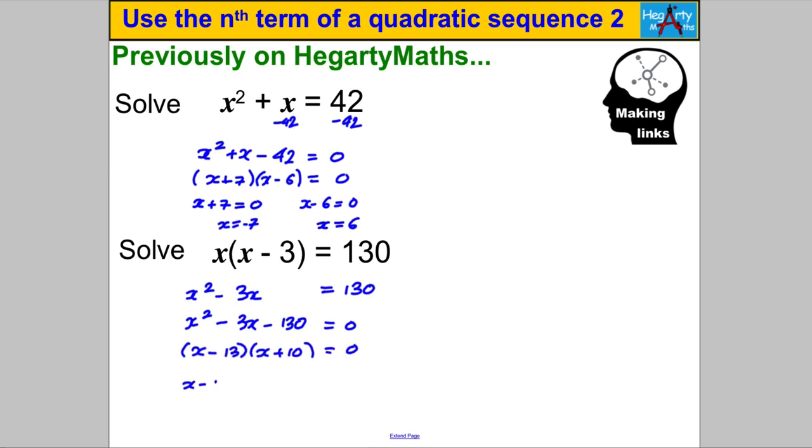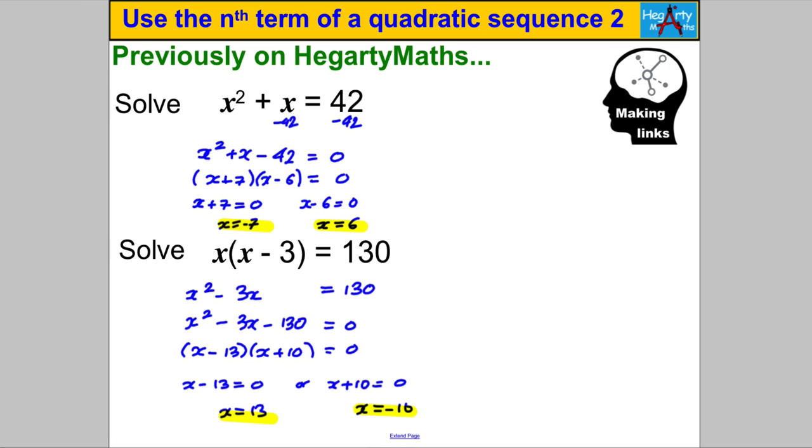Therefore, one set of solutions comes from x subtract 13 is 0, or you get the other one from x add 10 is 0. Adding 13 to both sides, x is 13. Subtracting 10 from both sides, x is negative 10. So I need you super good at being able to find the solutions to quadratic equations like that.